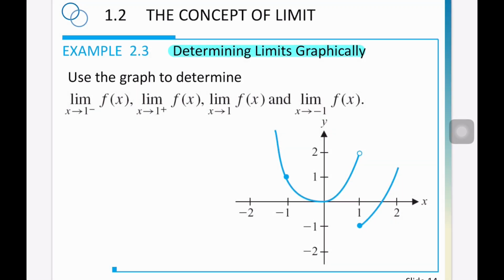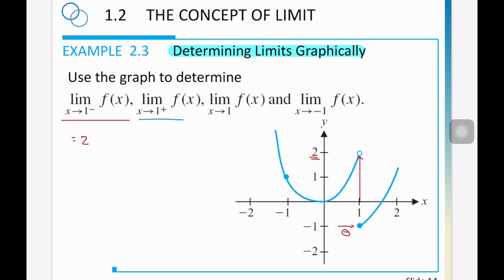Now we're going to discuss determining limits graphically using a given graph. First of all, the limit of f(x) as x is approaching 1 from the negative side. From here we go to the 1 and we approach it from the negative side. We can see that the value of f(x) is approaching 2.